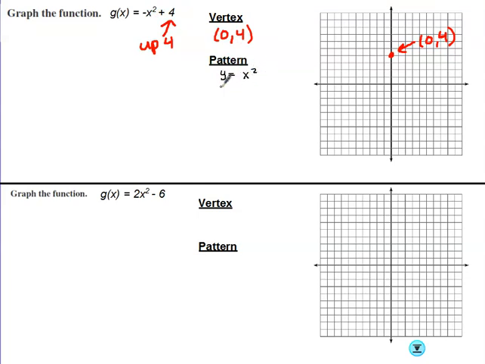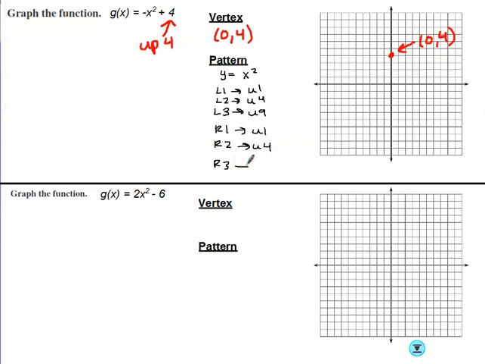So my pattern, left 1, and then I square it, up 1. Left 2 squared is up 4. Left 3 squared gives me up 9. Right 1 squared is up 1. Right 2 is up 4.